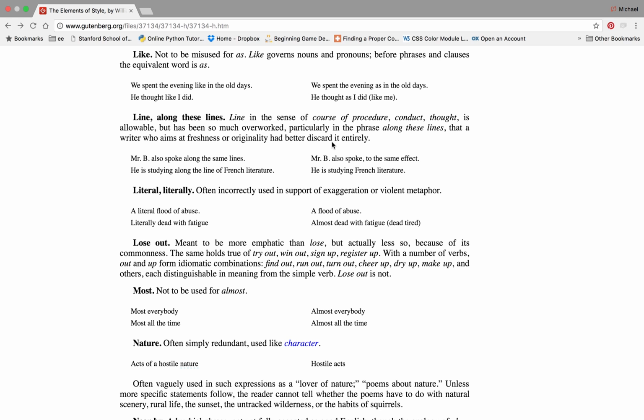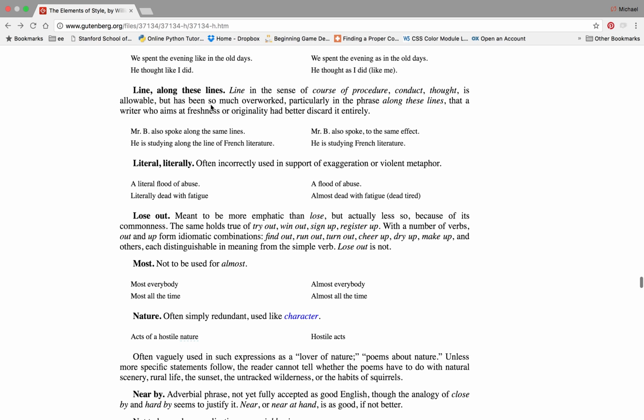All right. So, like, not to be misused for as. Like governs nouns and pronouns. Before phrases and clauses, the equivalent word is as. So, left is bad, right is good. "We spent the evening like in the old days" is generally pretty bad. "We spent the evening as in the old days" is generally good.